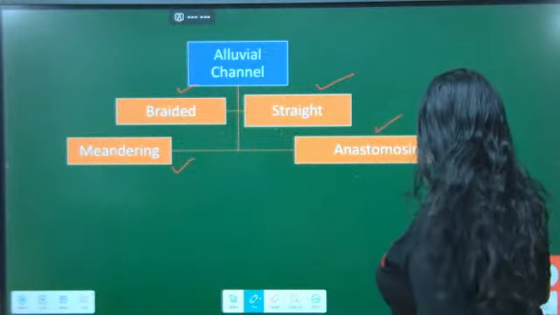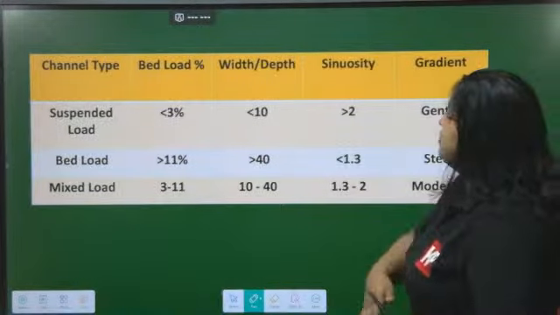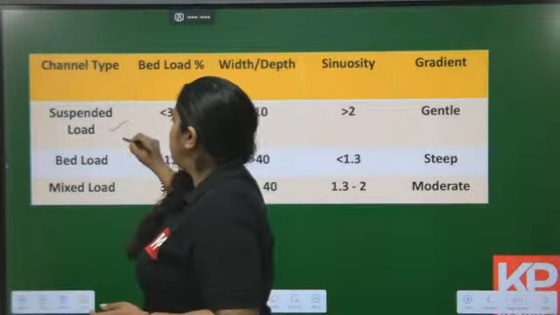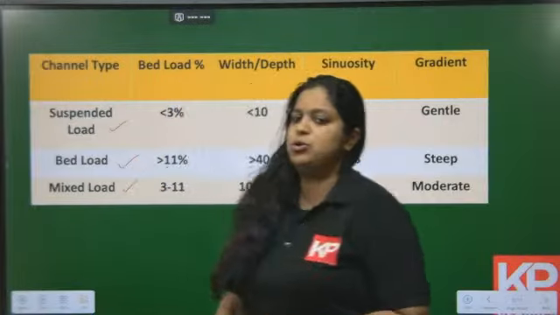There is also another set of classification where the channels can be classified into suspended load, bed load, and mixed load channel.